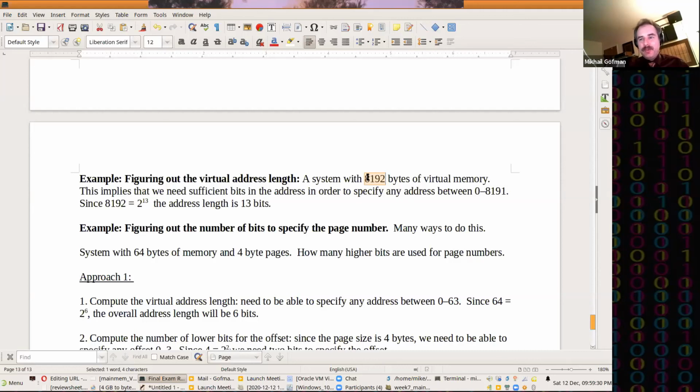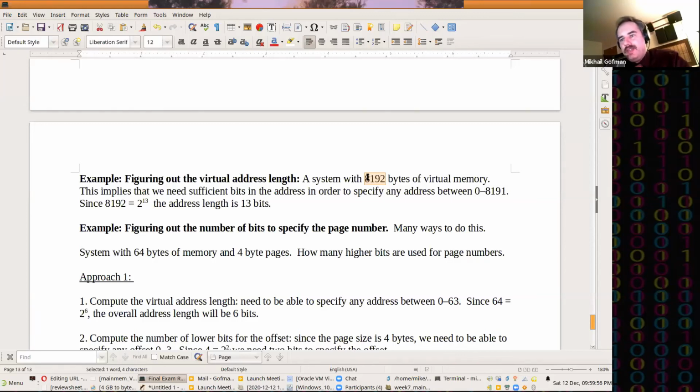Great. So now the question is, how many bits does the process need to be able to specify any address in that range? Because a binary number with a certain number of bits can be used to represent any value only up until a certain maximum value. Yeah, exactly.